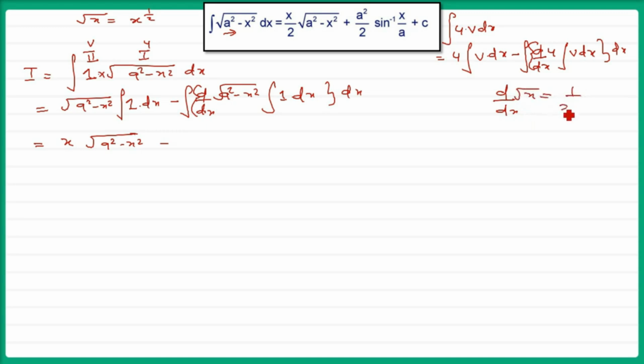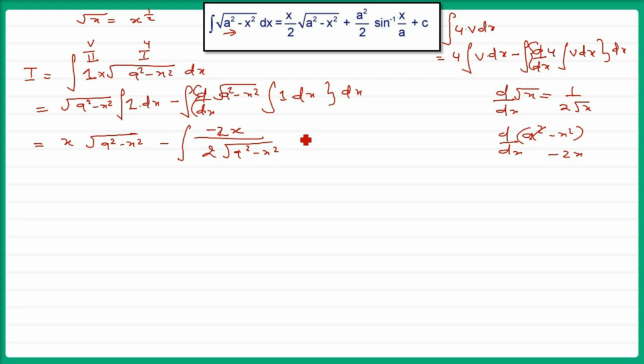Now under root x differentiation is 1 by twice under root x, you already know that. So we can just write it as, after differentiation, 1 by twice of under root a square minus x square. But we need to differentiate a square minus x square also. So when we differentiate a square minus x square, a square is a constant, it will go to 0, and negative x square will give you negative 2x. So you can write negative 2x here.